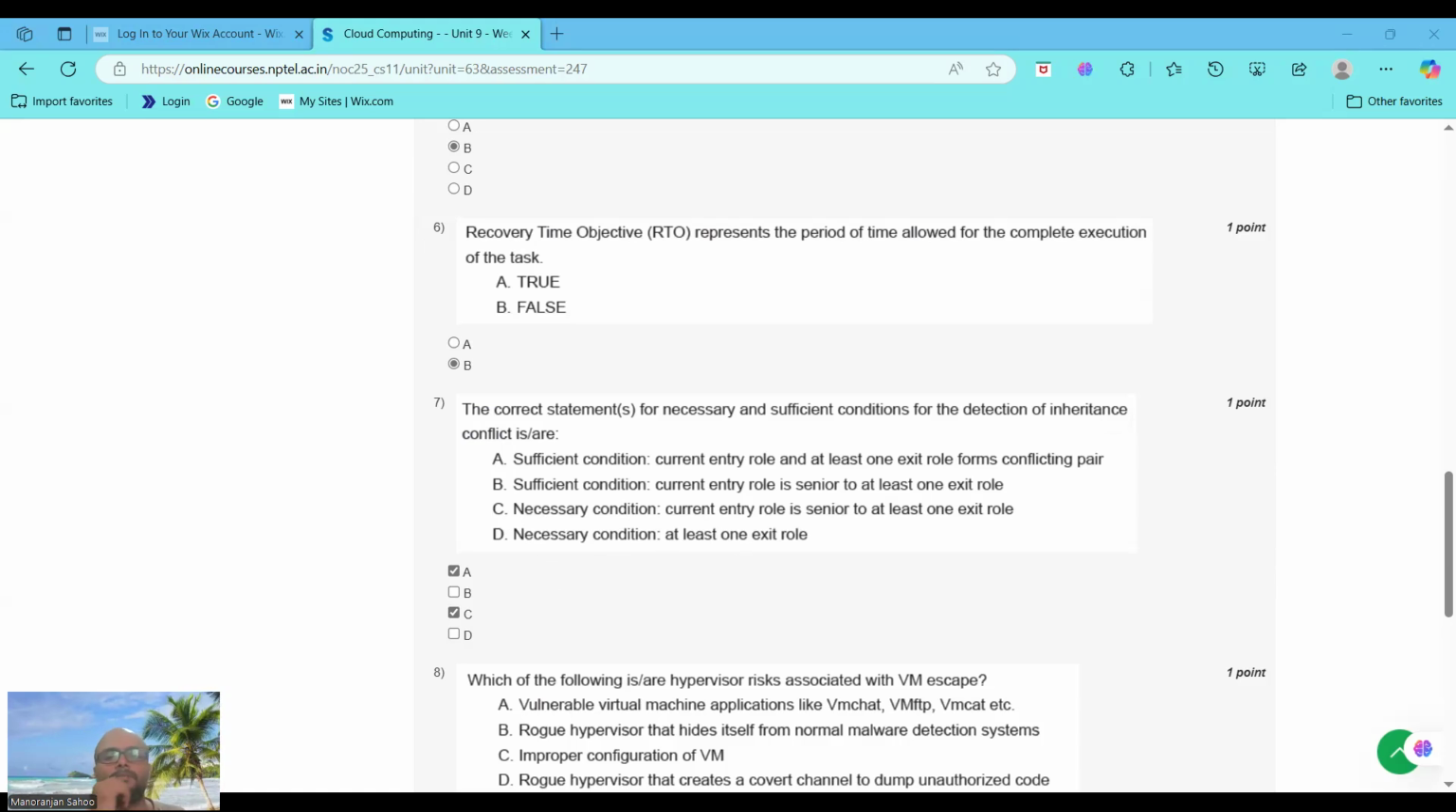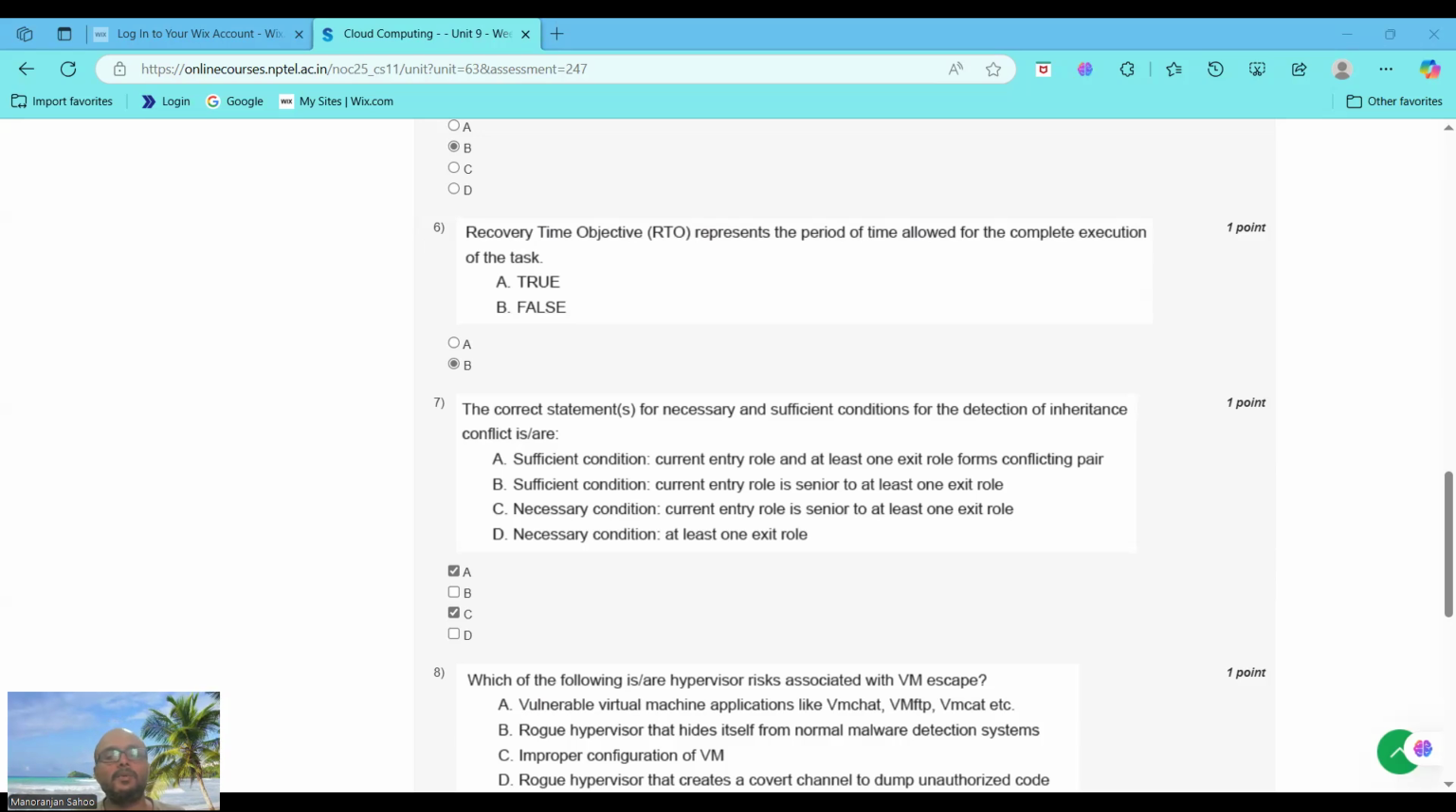Necessary conditions for inheritance conflict to occur: the current entry role must be senior to at least one exit role. Other options are incorrect because they either misrepresent the sufficient condition or do not accurately describe the necessary conditions. Okay, then you can choose both A and C. Why do you choose these as correct statements?